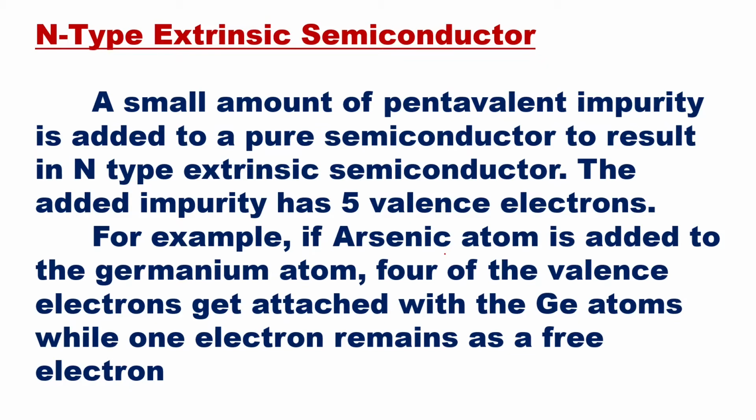N-type extrinsic semiconductor: a small amount of pentavalent impurity is added to a pure semiconductor to result in an N-type extrinsic semiconductor. The added impurity has 5 valence electrons. For example, if an arsenic atom is added to the germanium atom, 4 of the valence electrons get attached with the germanium atoms while 1 electron remains free, because germanium will have 4 valence electrons and 1 electron will become free. That we can show with a crystal pattern.